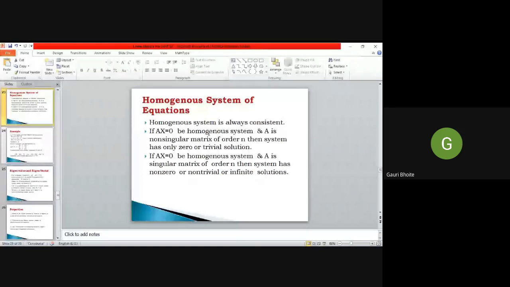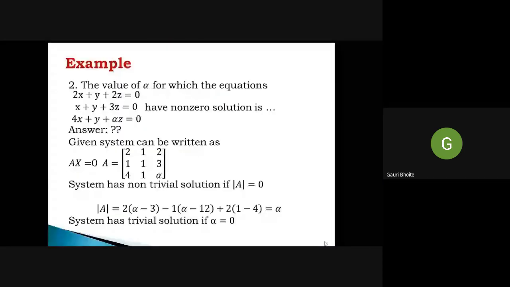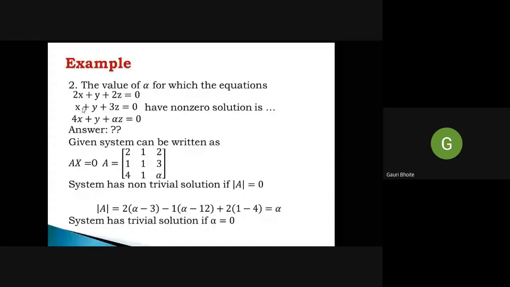So find the value of alpha for which the equation has non-zero solution. A system of equations is given: 2x plus y plus 2z is 0, x plus y plus 3z is 0, 4x plus y plus alpha z is 0. For which values of alpha does the system have a non-zero solution?